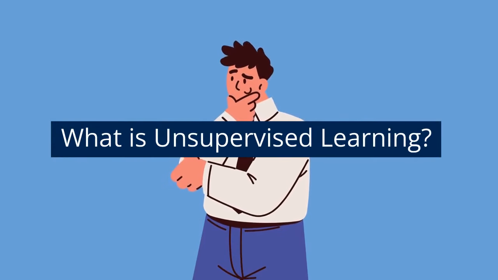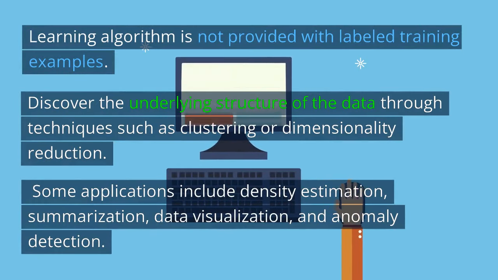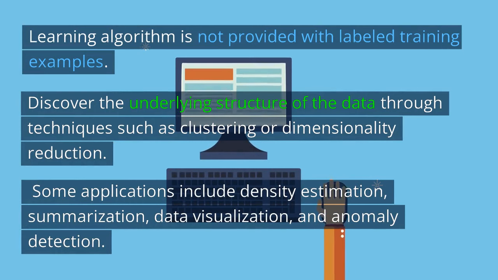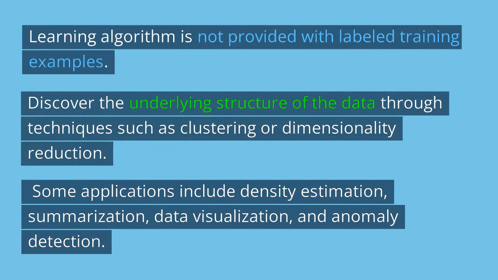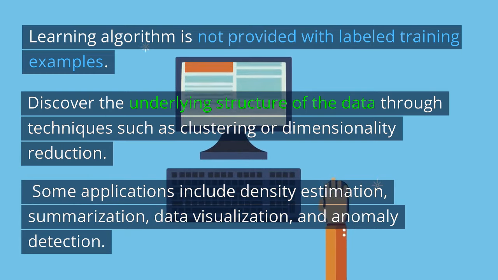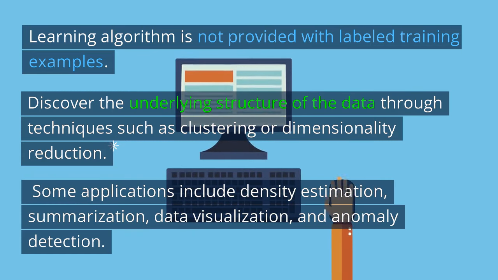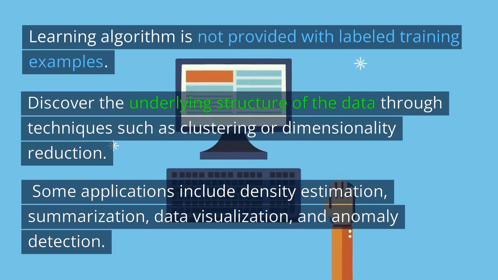Let's talk next about unsupervised learning. Unsupervised learning is a type of machine learning where the algorithm is not given any labeled data, and it must find patterns and relationships in the data on its own. Unsupervised learning is used when we don't have a clear idea of what we want the algorithm to do, and we don't have a labeled dataset. Instead, the algorithm must find patterns and relationships in the data on its own.